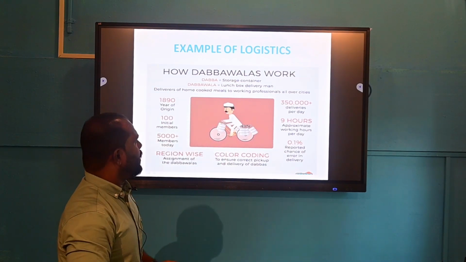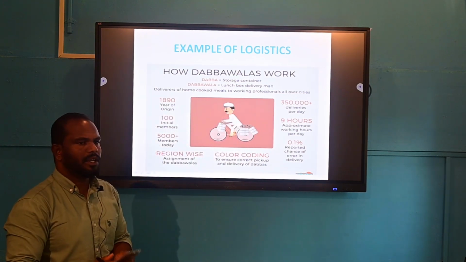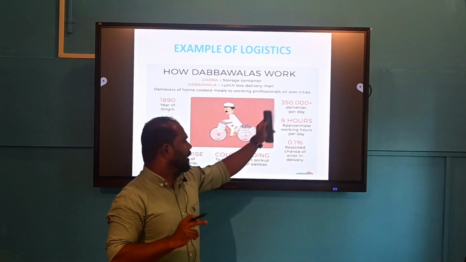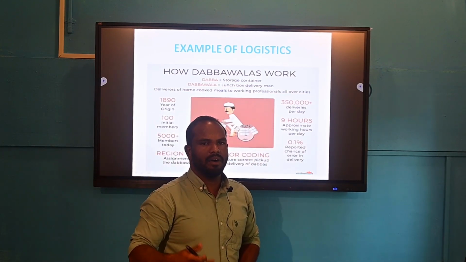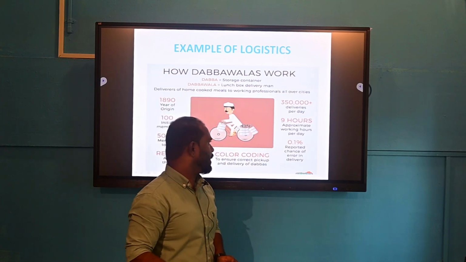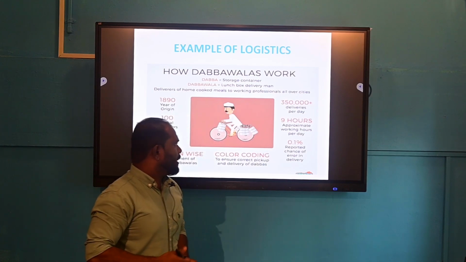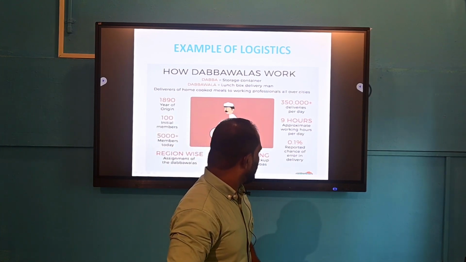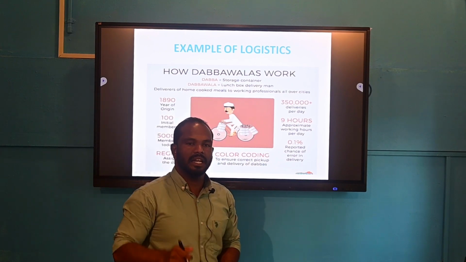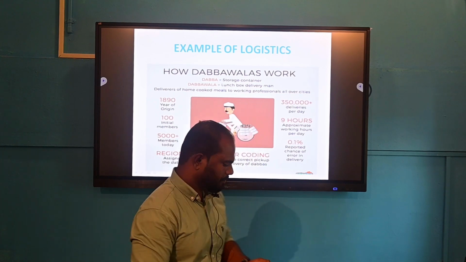Nowadays each and every dabbawala serves 15 to 20 dabbas every day. Around 350,000 deliveries are made per day. Approximately one dabbawala works 9 hours for delivering these 350,000 dabbas, with a reported 0.1% chance of error in delivery. This is the best example of dedication to the job and of logistics.